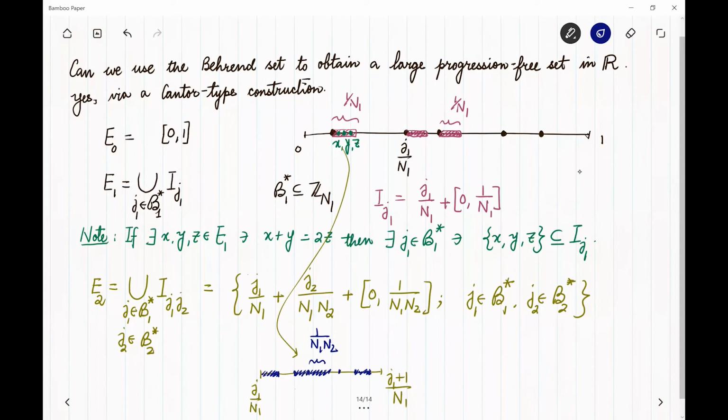Okay, and once again, if X, Y, and Z were already in this interval to begin with, after you run this construction, if X, Y, Z belong to E2, then the exact same computation is going to show that this time X, Y, and Z would be constrained to lie within an even smaller interval, I, J1, J2. And now you can see how this is going to proceed as you keep going. The diameter of the set X, Y, Z is going to keep on shrinking, and eventually become 0. So in the limit, your E is the intersection of En, and this is going to be progression free.